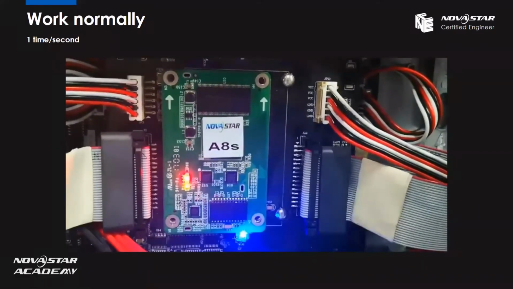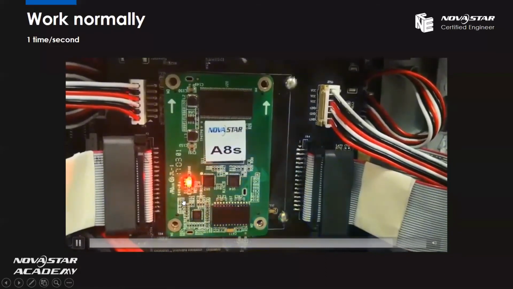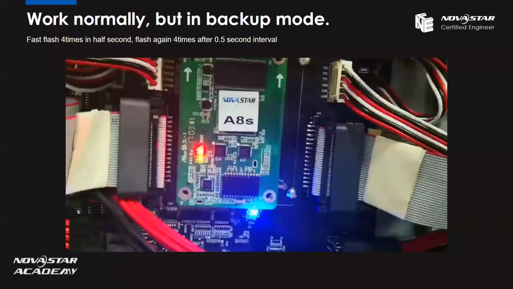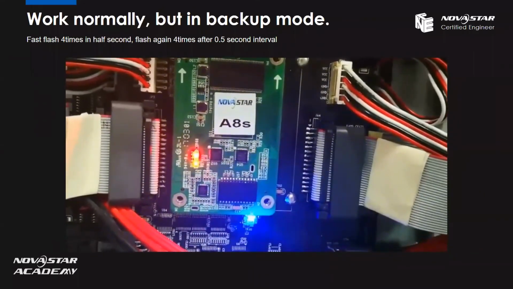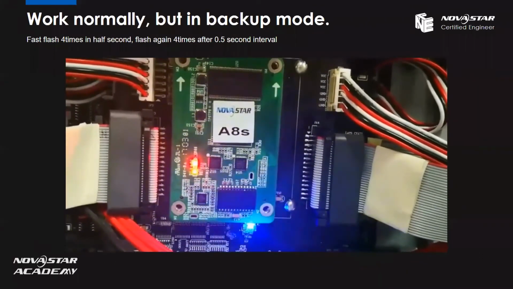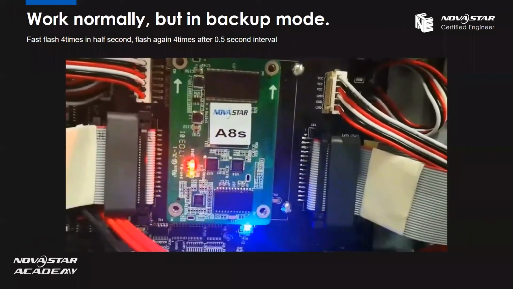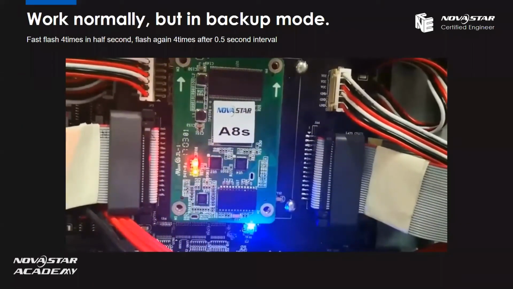Okay, let's see the second situation. Also a short video for you. Here we can see from the short video, the receiving card green indicator light flashes very fast. It flashes 4 times in half a second, and then it flashes again 4 times after a half second interval. So this situation means our receiving card works normally, but it is in the backup mode.